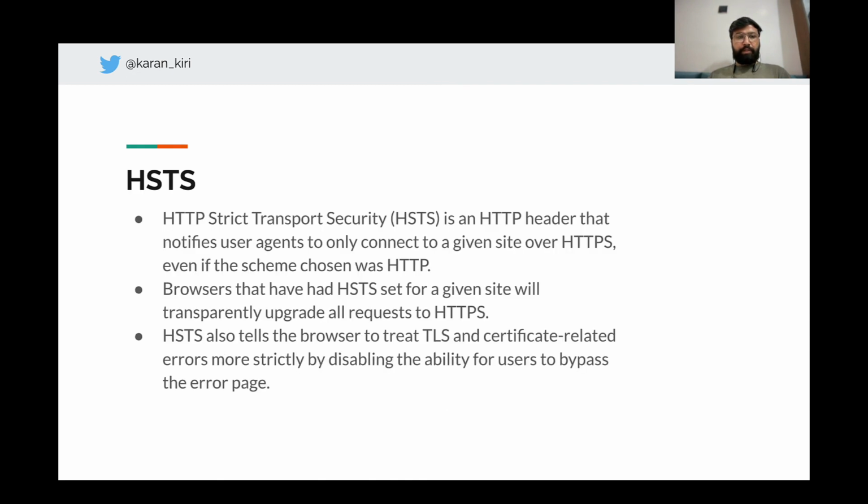Now let's talk about HSTS, which is HTTP Strict Transport Security. It basically says to connect to this particular website using HTTPS only, even if the user selects HTTP or types HTTP in the browser. Once HSTS is set in the browser, all the upcoming requests will be automatically upgraded from HTTP to HTTPS. Also, HSTS tells the browser to treat any certificate or TLS error related issues more strictly, and it doesn't allow a user to bypass the error page.